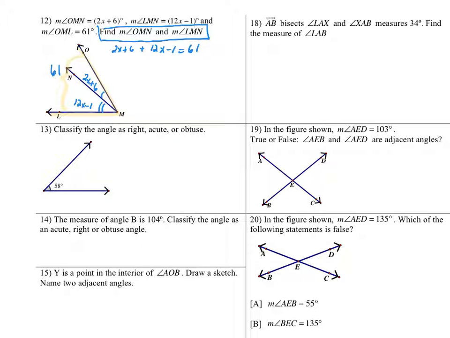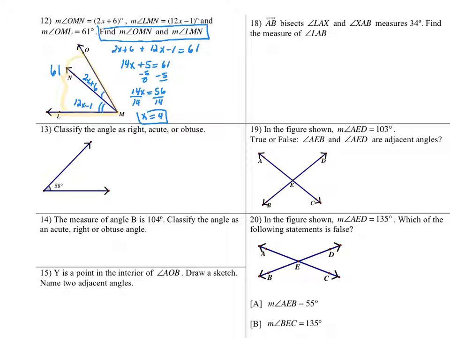Okay, so to solve this equation, take and add your like terms together. So we have a total of 14x, and 6 minus 1 is positive 5. That's equal to 61. Subtract 5 from both sides. We end up with 14x is equal to 56. And then take and divide by 14. And when you do so, you end up with x is equal to 4.